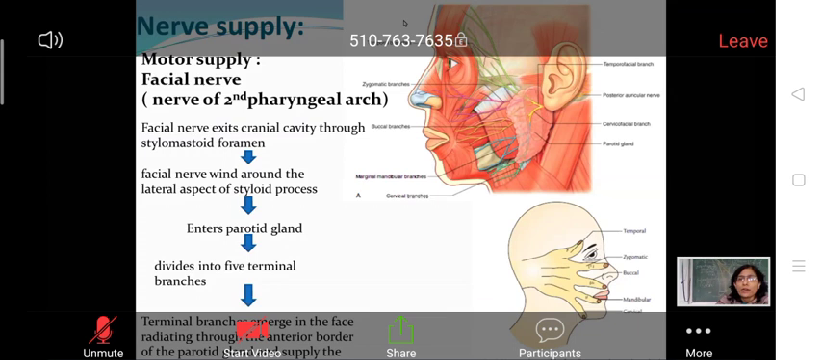The temporal branches supply the muscle of the scalp, that is the occipitofrontalis muscle, the upper part of the orbicularis oculi muscle, and the corrugator supercilii muscle. Then the zygomatic branch. All these branches emerge from the anterior border of the parotid gland. The zygomatic branch supplies the lower part of the orbicularis oculi muscle.